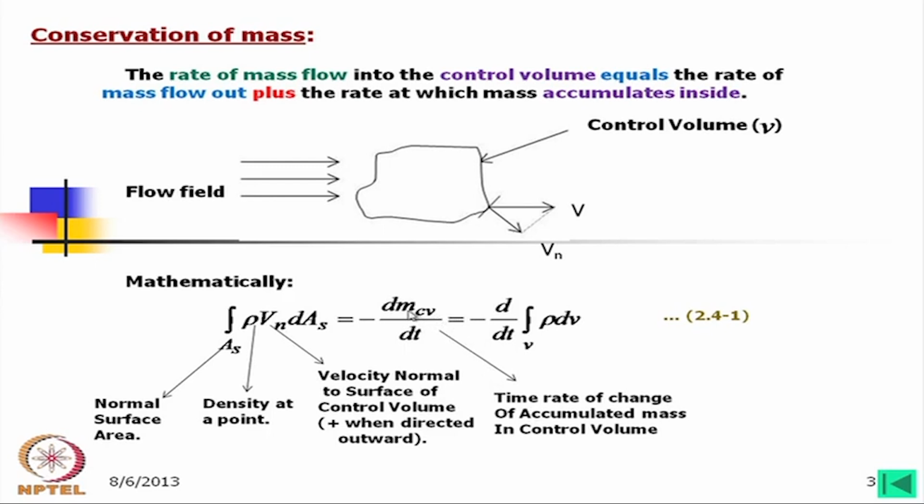Now, this means that the minus sign is given here. The reason is that if the mass is accumulated inside, then V n will be in the opposite direction. If it is going out, then it will be minus. That must be equal to the elemental mass of control volume. We should consider the rate of change of elementary mass of control volume.